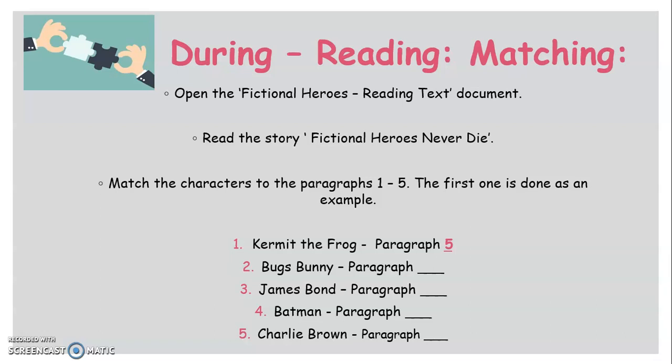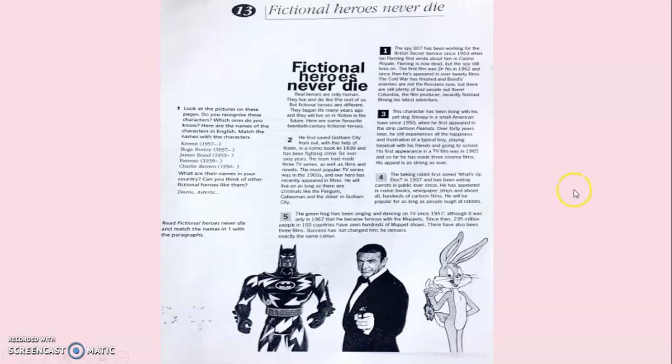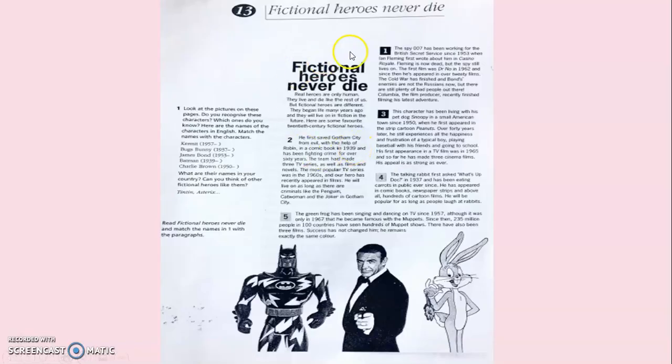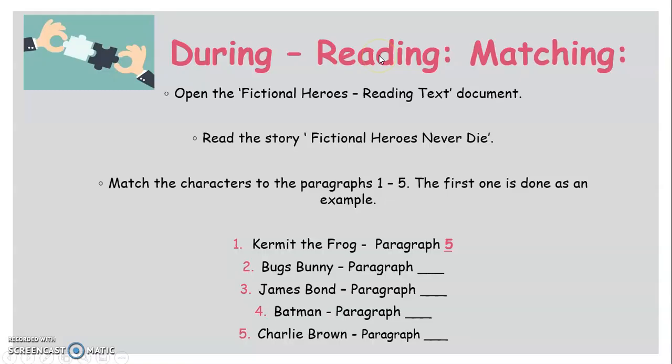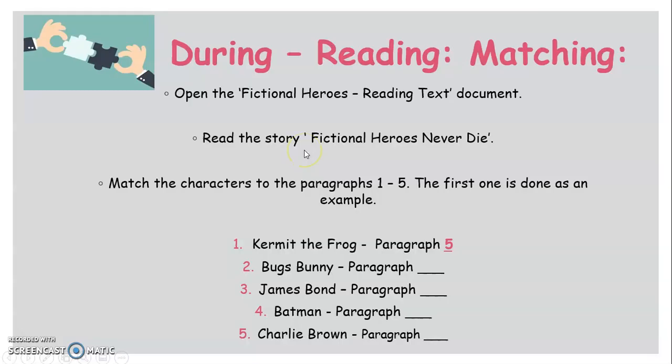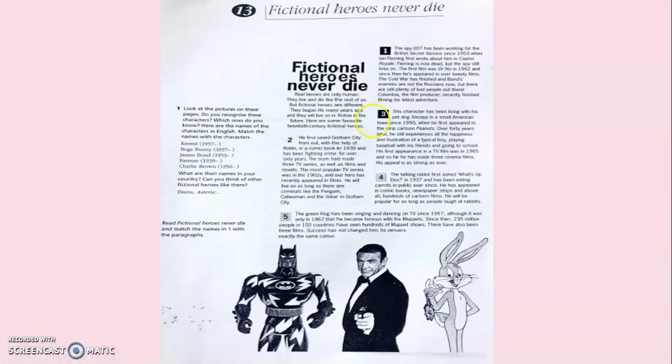Okay, so the answers then. Number 1, Kermit the Frog is paragraph 5. Number 2, Bugs Bunny is paragraph 4. Number 3, James Bond is paragraph 1. Number 4, Batman is paragraph 2. And number 5, Charlie Brown is paragraph 3. Very good.